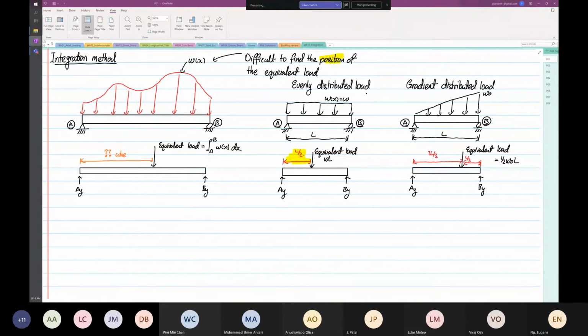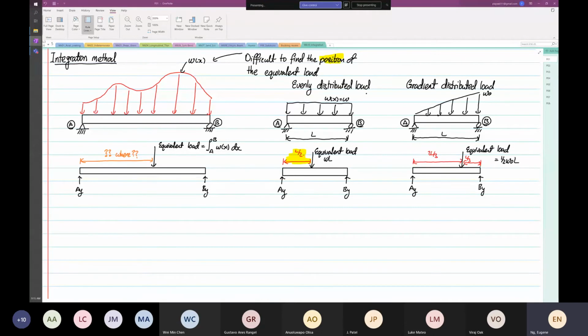Where? What is this distance? Can anyone tell me? Anyone? No answer? Yeah, I'm glad no answer. Isn't that where your maximum is? No, it's not. You cannot guess. The equivalent loads are very precise. So you cannot find your AY and BY. When this happens, you have no other choice but to use what? Integration method. You have absolutely no choice.